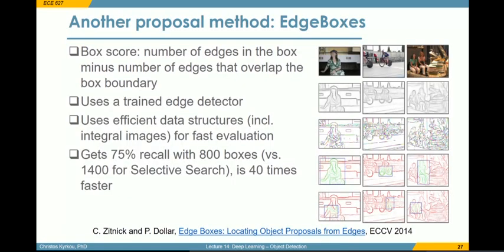Similarly to this, we also have another approach called edge boxes, which instead of relying on pixel segmentation, uses edges for that purpose. And edges are a natural way of discriminating objects as they provide boundary information for the different regions and objects. And it's generally faster than the selective search approach.